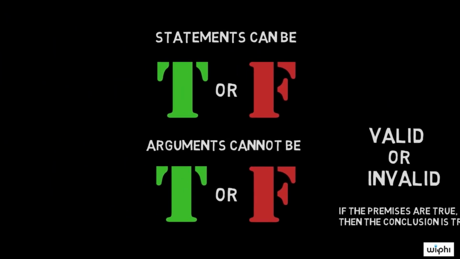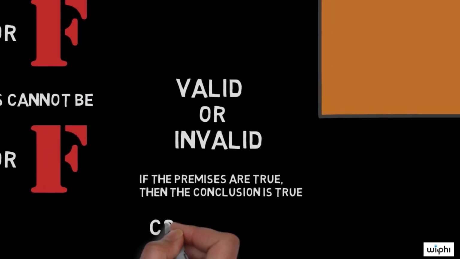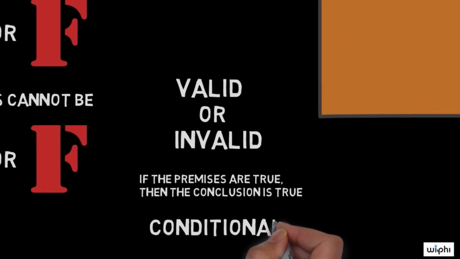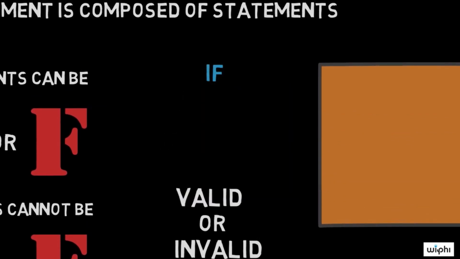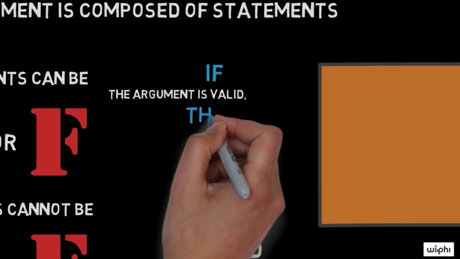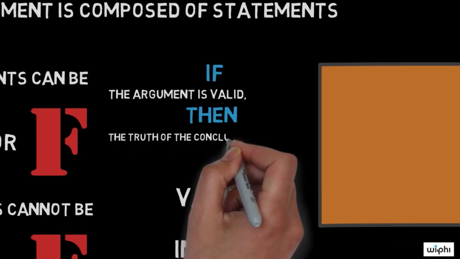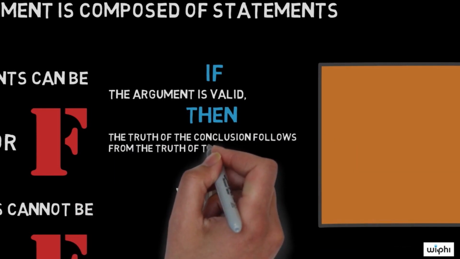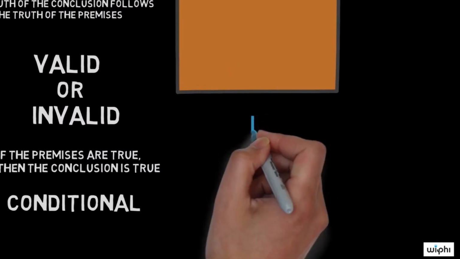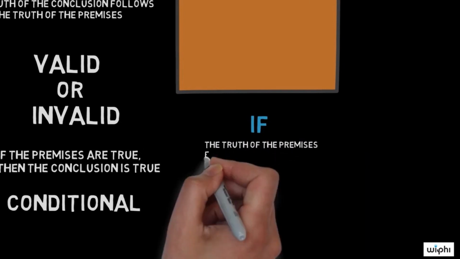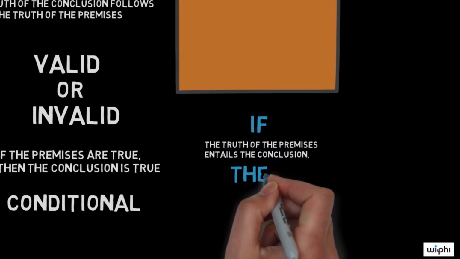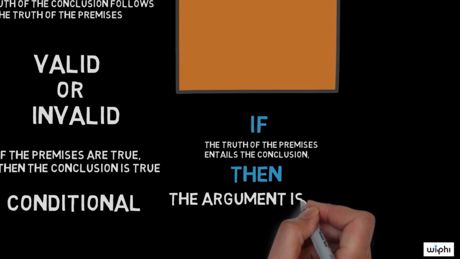Notice that I have not said that a valid argument has true or false premises, or a true and false conclusion. I have said something conditional. That is, if the argument is valid, then the truth of its conclusion follows from the truth of its premises. Conversely, if the truth of the premises entails the conclusion, then the argument is valid.